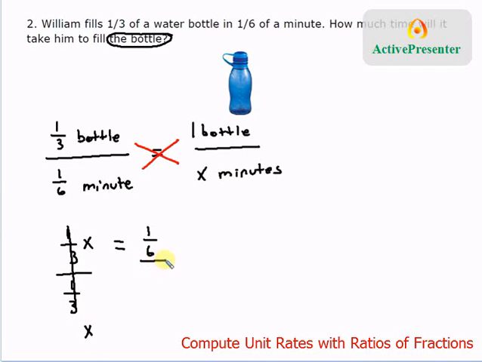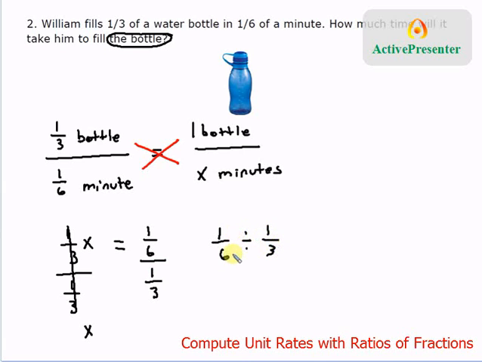Then we have to keep the equation balanced, so we divide 1/6 by 1/3. 1/6 divided by 1/3, we remember that to calculate a fraction divided by a fraction, we're simply going to use our keep, change, flip method, where we keep the first. We can write it like this: 1/6 divided by 1/3.